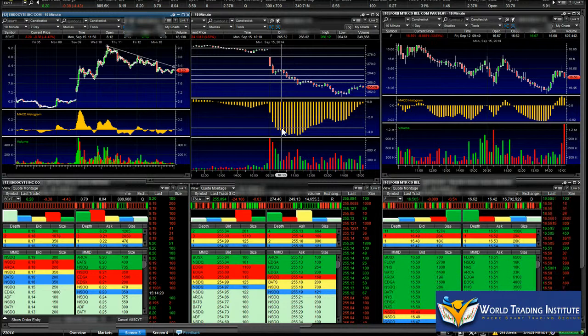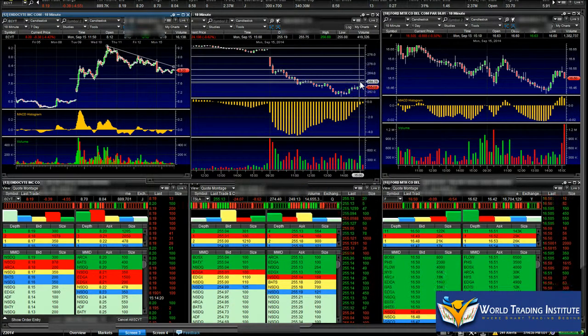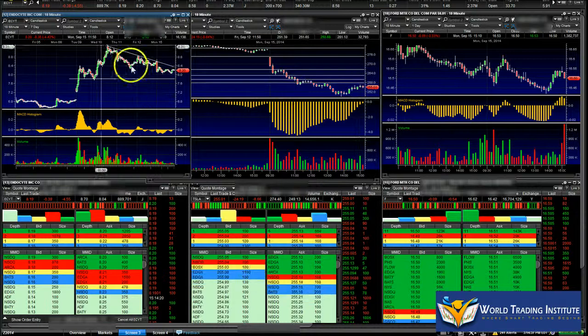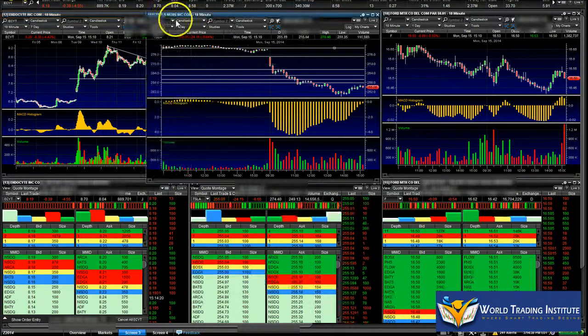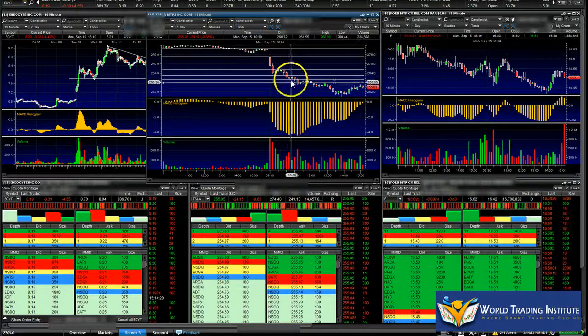It's 3:14 in the afternoon, September 15, 2014. As you can see right here, let's go first to Tesla. If you notice with Tesla, I put all these resistance levels.